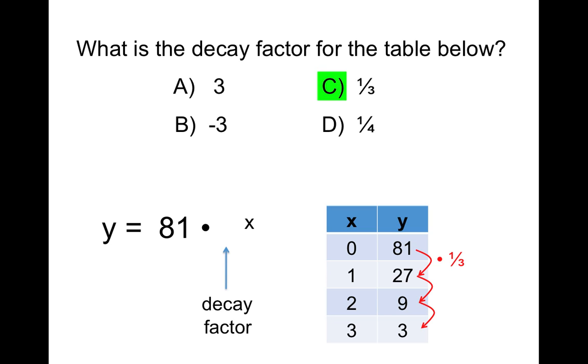You may have noticed that 81 divided by 3 is 27. 27 divided by 3 is 9. Well, dividing by 3 is the same as multiplying by 1/3. So the base of the exponent in our equation will be 1/3.